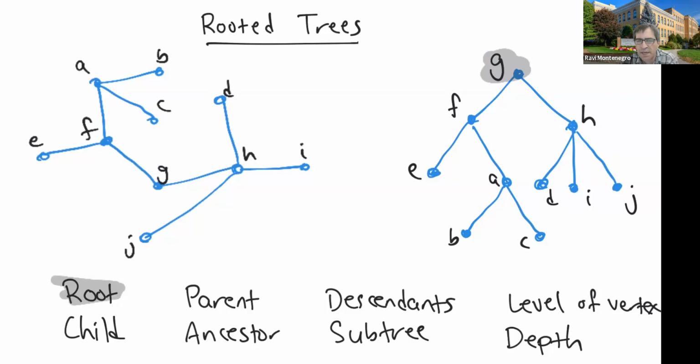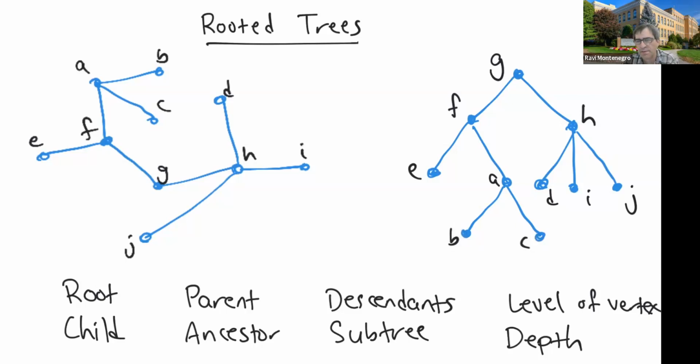Now, when you start at the top, you can work your way down. Imagine this were a family tree. Well, if this were a family tree and I looked at Great-Grandpa G, then it would show Great-Grandpa G's children. So G has two children, F and H. Or I could look somewhere else, like A. A has two children, B and C.